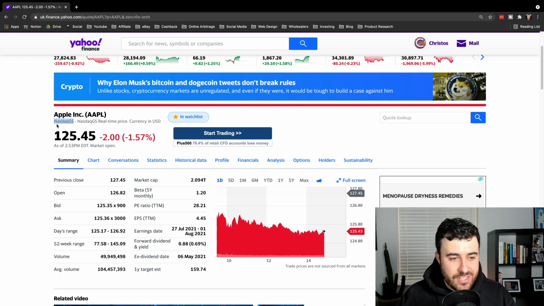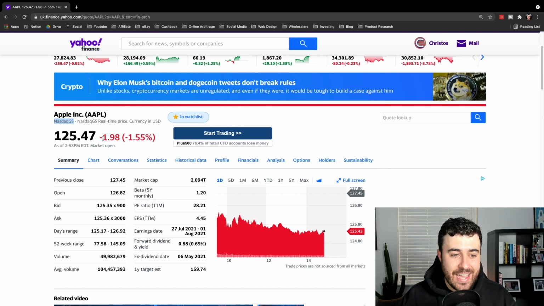Below that, you can actually see this changing every single second. This is the current price of the Apple stock right now. At the time of filming this, it is 2:53 p.m. Eastern time, and the stock market is currently open, so this stock is being actively traded throughout the day. What you can see in the black writing is the current price of the stock. What you can see in the little red writing here is how much this stock is either up or down for the day. In this case, it's hovering around $1.98 down.